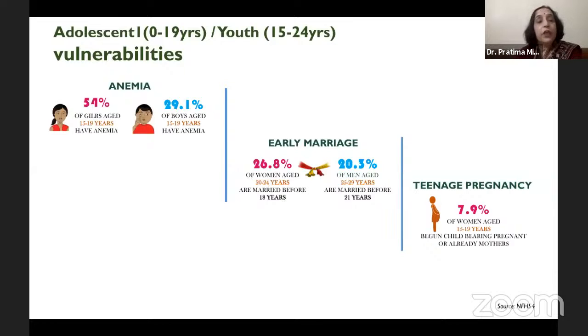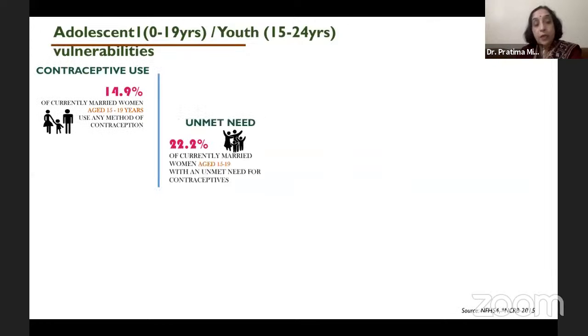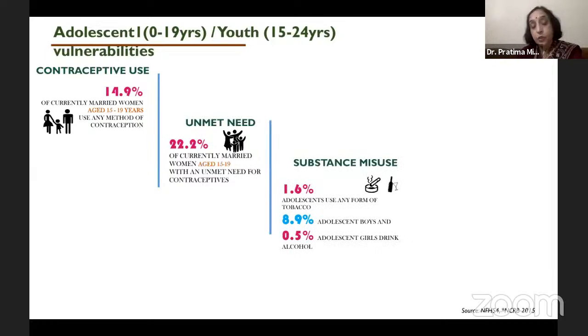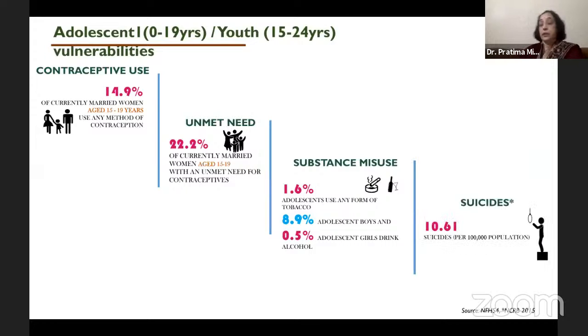So the vulnerabilities of adolescents include medical conditions like anemia, early marriage which leads to teenage pregnancies, and very low contraceptive use. There is a very high unmet need, substance misuse is a problem, and of course there are life-threatening situations like the tendency for suicides. So all these issues, psychological, emotional, physical and sexual problems, are very, very important for adolescents.